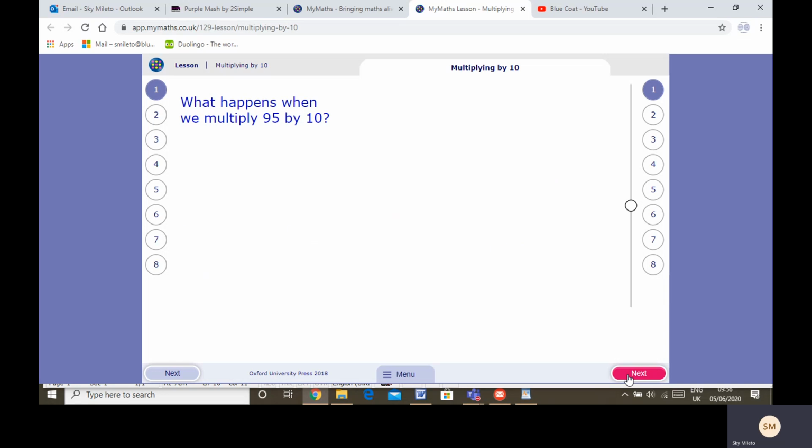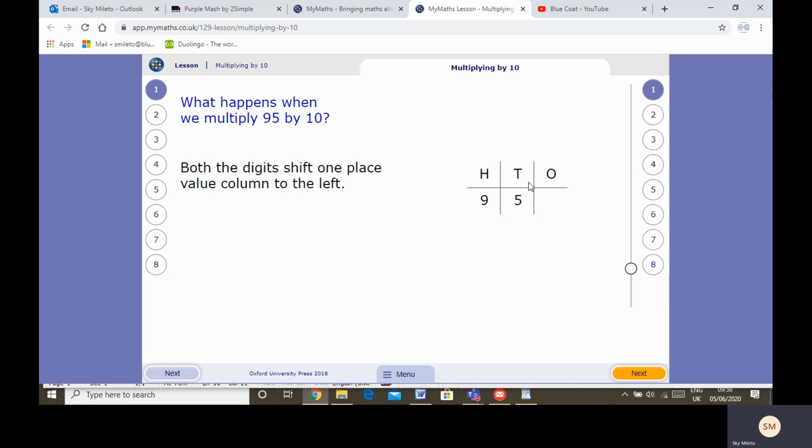What happens when we multiply 95 by 10? You might be thinking that's not in the 10 times tables, Miss Miletto, but they will shift one place value and a 0 will go where they've shifted. So the 9 will shift from the tens to the hundreds, the 5 will shift from the ones to the tens, and therefore we need a 0 in the ones.